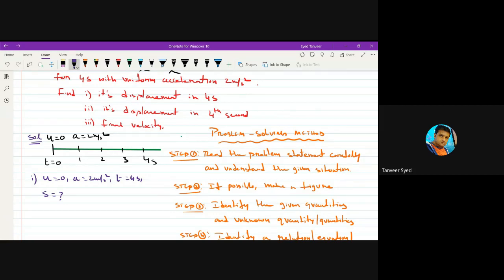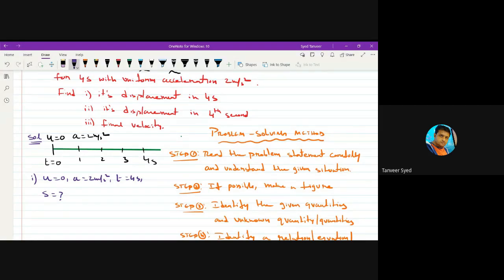u, a, s, t. These four quantities are related by which equation? Second formula, v square minus u square equal to 2as? Where is t? No. v equal to u plus at? Where is s in that? v square equal to u square plus 2as? Where is t in that? So s is equal to ut plus half at square. You should use the equation s equal to ut plus half at square here.